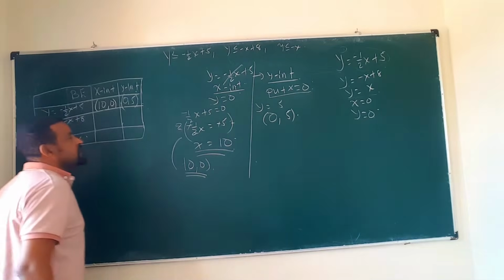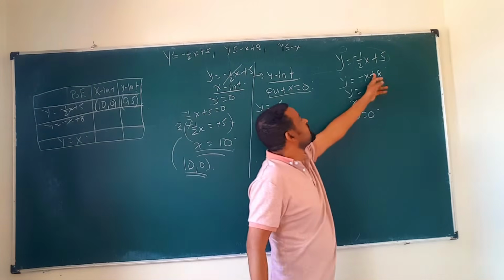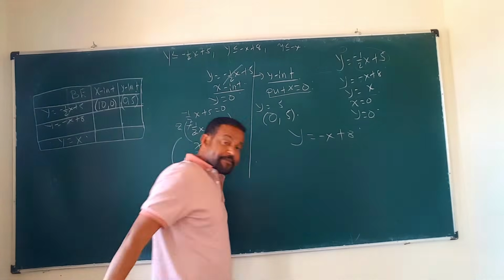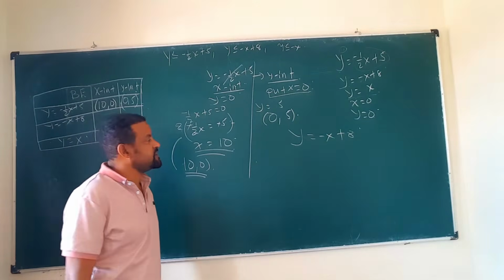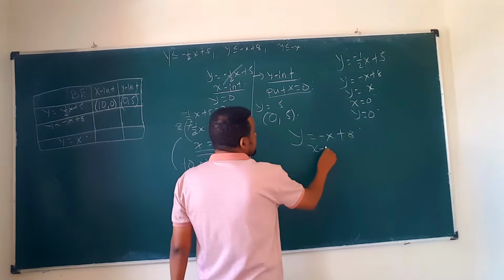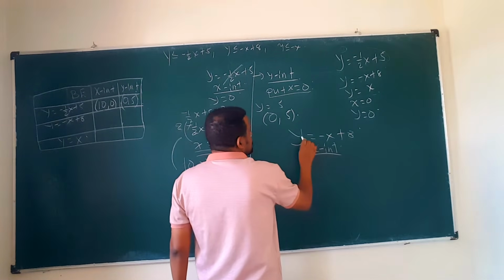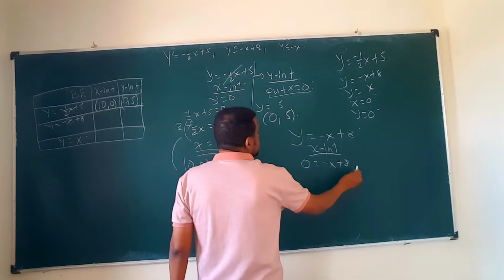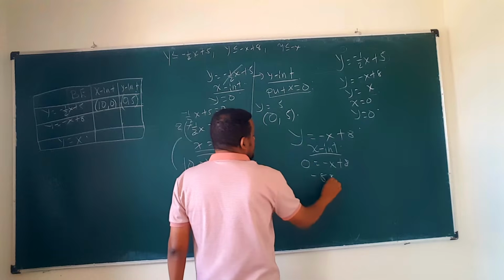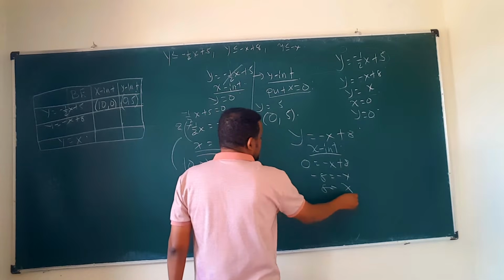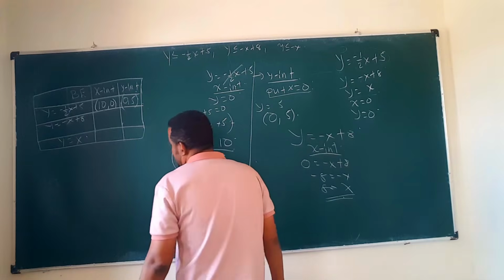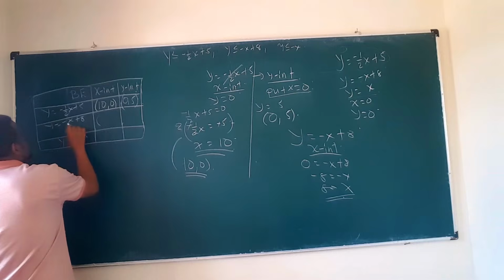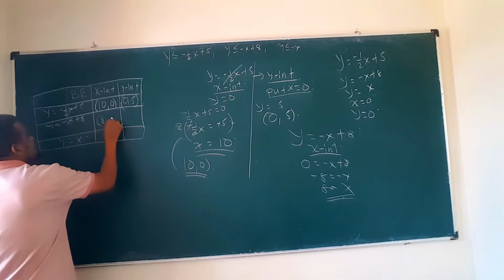Now we have finished this one. The second is y is equal to -x plus 8. To find the x intercept you just put the value of y to be what? 0. So 0 is equal to -x plus 8. So -x is equal to -8, so x is 8. The x intercept of y is equal to -x plus 8 is (8, 0).